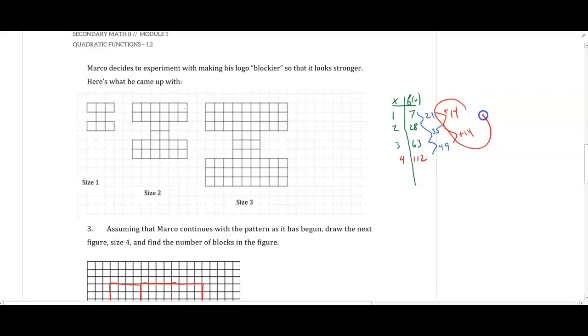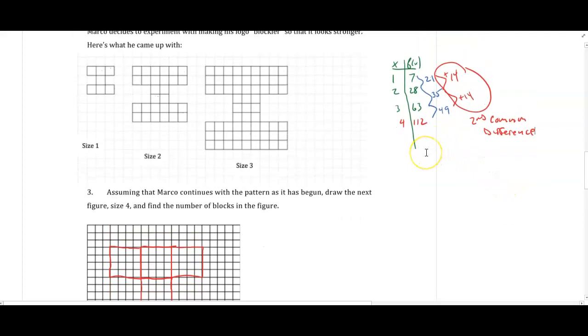Okay? Now, where this is going to lead is to a new type of function. And what we call this is a second common difference. It's a second common difference. Anytime this happens, this is how you get the new type of function. So what are we going to learn to call this? Well, let's come up with a rule for this situation first.